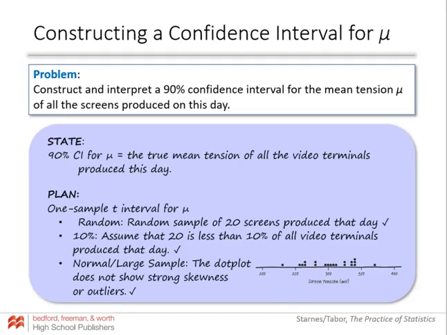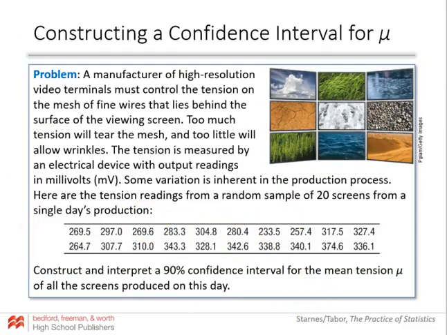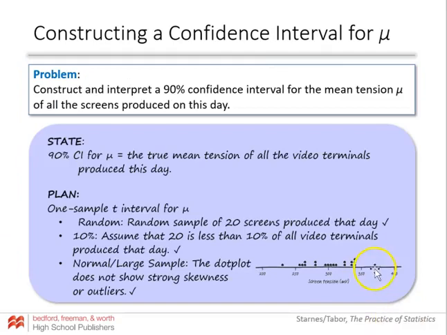We have a random sample. 20 is less than 10% of the terminals produced that day. And then for normal large sample, our sample size is 20. So that means that we need to sketch a graph. Here you see a dot plot of this data from the problem. They took this data and turned it into a dot plot.